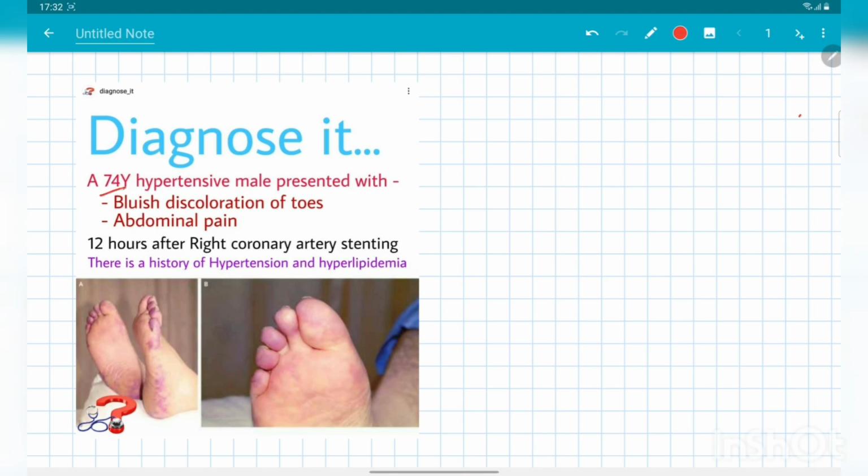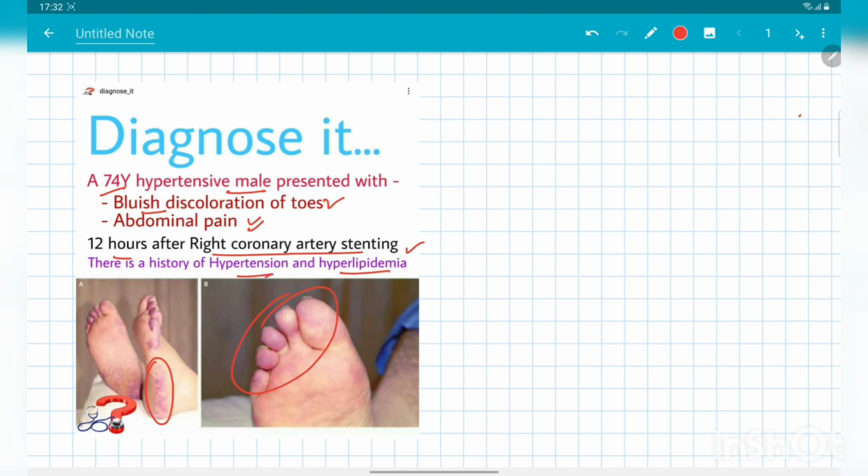Today we have this 74-year-old hypertensive male who presented with this bluish discoloration of the toes, as you can see here, this bluish discoloration, as well as this bluish discoloration over the lateral part of the foot. The patient also presented with abdominal pain, and this all occurred 12 hours after right coronary artery stenting. There is a history of hypertension and hyperlipidemia.